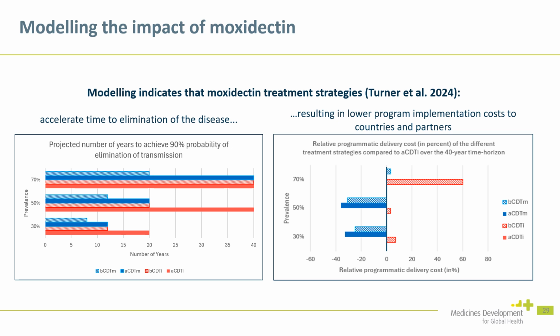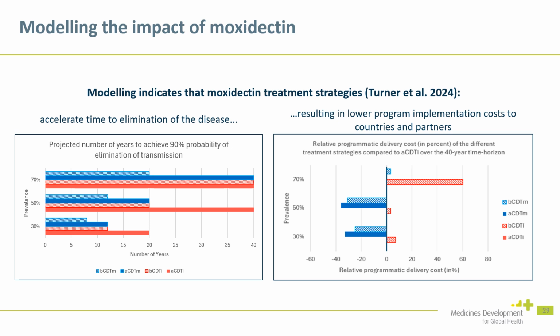The right figure highlights the relative programmatic delivery costs for the different strategies compared with annual ivermectin, indicating substantial cost savings on program implementation could be made. As an example, in an area with a baseline onchocerciasis prevalence of 50%, shown in the middle bars in the left panel, annual Moxidectin, in the solid blue bar, would reduce the time to elimination by 50% compared with annual ivermectin, leading to a 36% programmatic cost reduction, shown in the middle bars in the right panel.